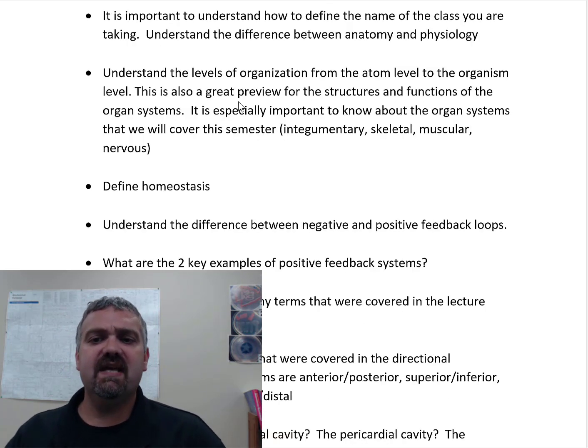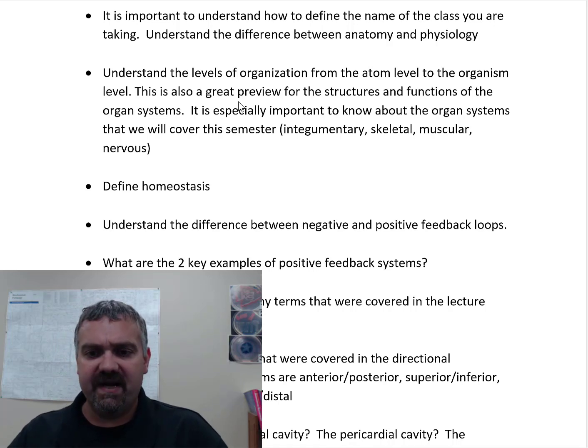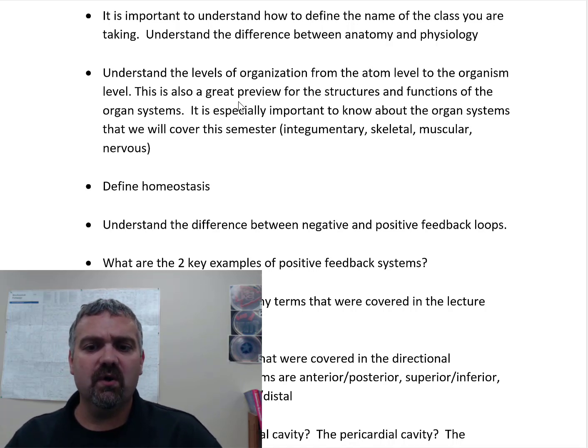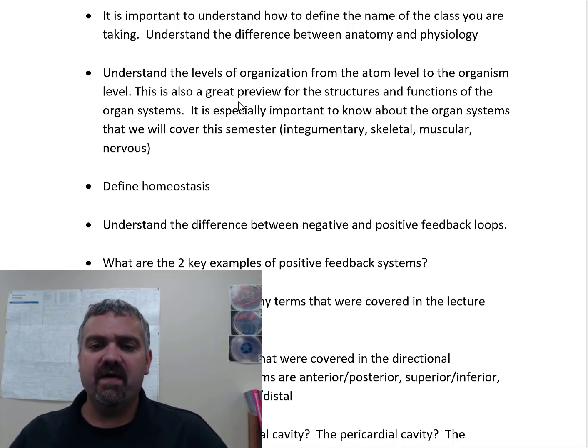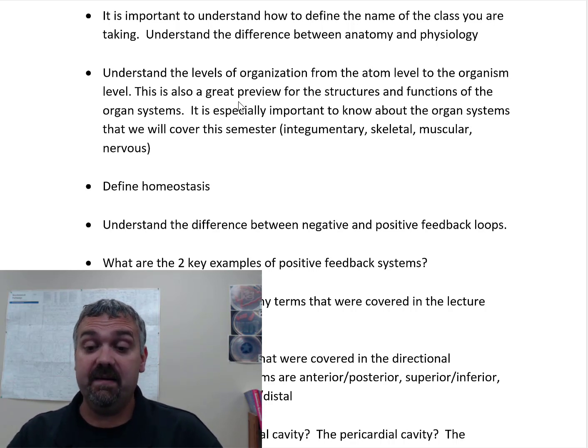Understand the levels of organization from the atom all the way up to the organism. This is also a great preview for the structures and functions of the organ systems. It's especially important to know about the organ systems that we will cover this semester. So in A&P 1, or early in A&P, you learn the integumentary system, skeletal system, muscular system, and nervous system.